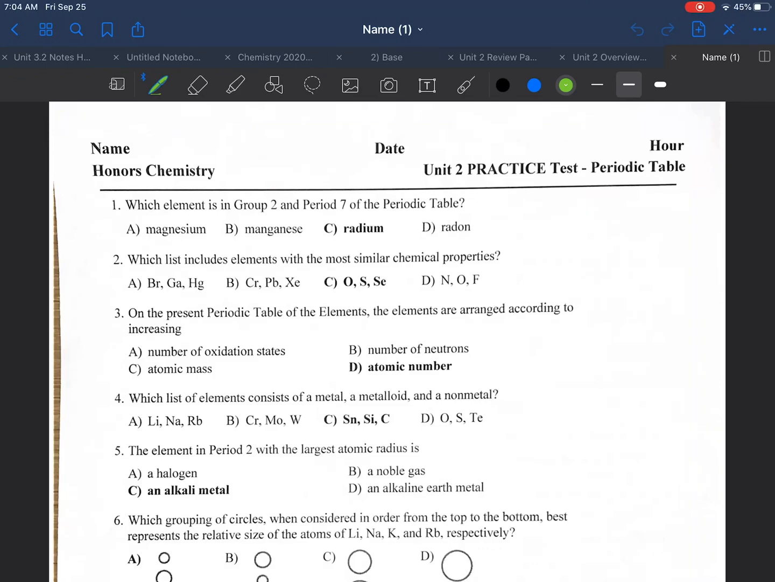Hi class, this is the recording for the practice test answer key. I already have the correct answers bolded, but I'm going to walk through how I got there.